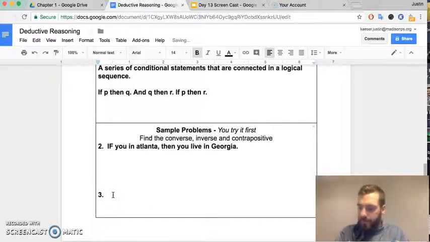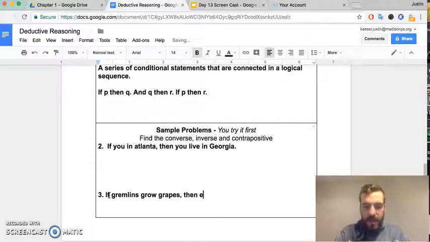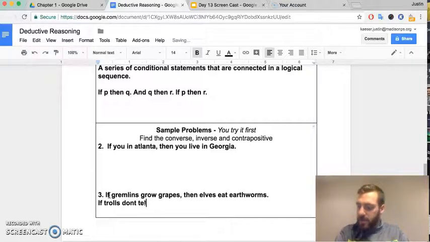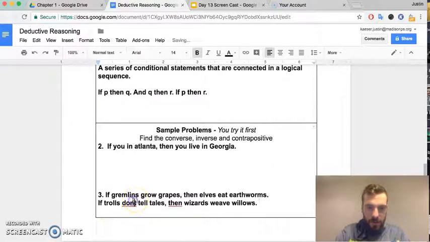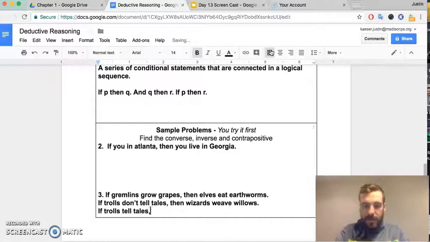And for number 3, actually for this one, I don't want you to find those 3 things. I want you to find the chain reaction. So the chain reaction for: if gremlins grow grapes, then elves eat earthworms. The second statement is: if trolls don't tell tales, then wizards weave willows. And the last one is: if trolls tell tales, then elves don't eat earthworms. So these 2 examples we will go over on Tuesday.